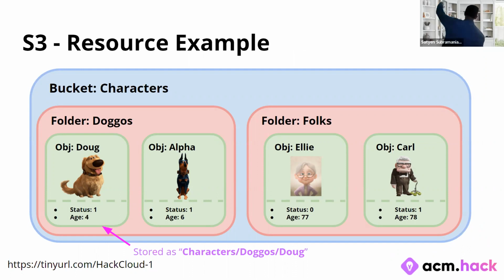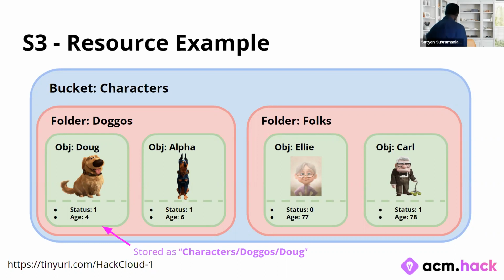So let's look at this little example here. Here I have a big bucket, the blue box. This is my characters, and then I'm storing my dogs in the left folder and people in the right folder, and then I have the actual objects down here. Below this dotted line, you can see the metadata, and then the object itself is here with the name.